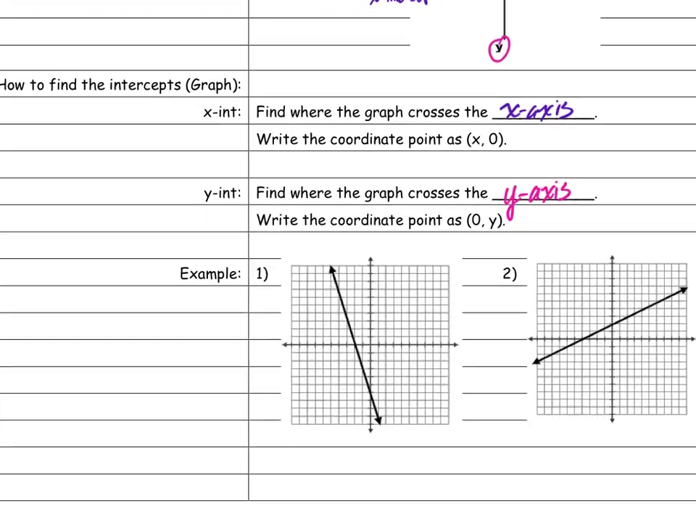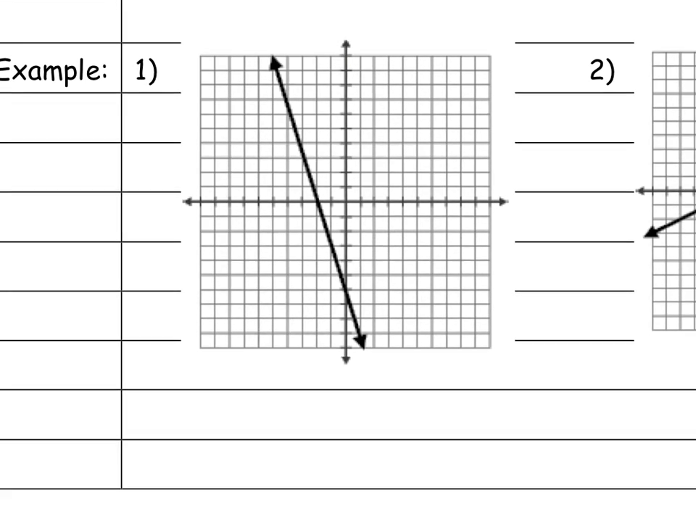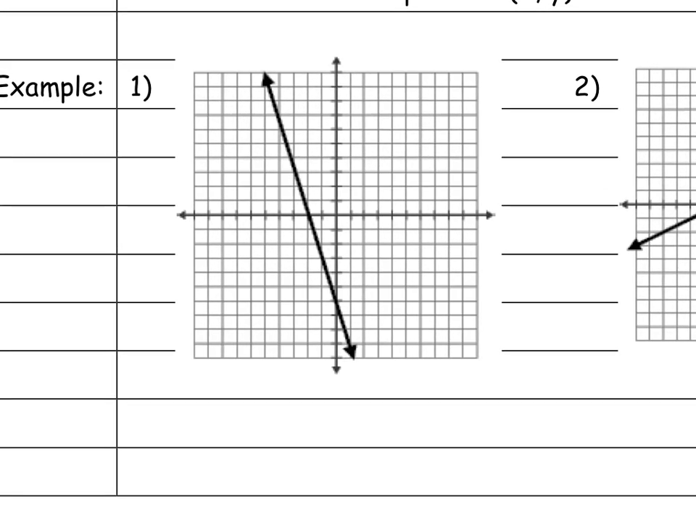Is it okay if I zoom in? I'm going to zoom in on each graph individually so we can see. If I find my x-intercept, and I can abbreviate it as x-int so I don't have to write intercept out every time, I look at my x-axis.